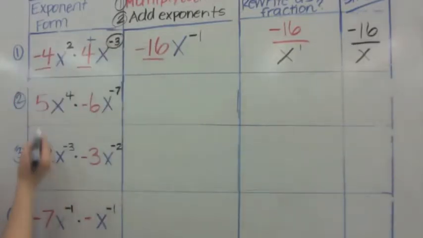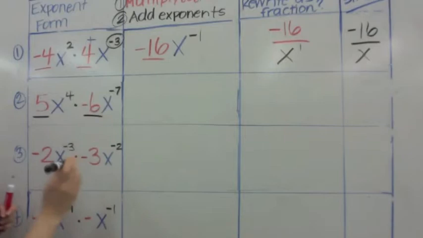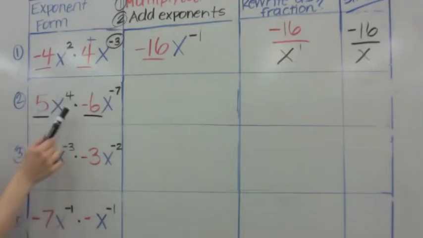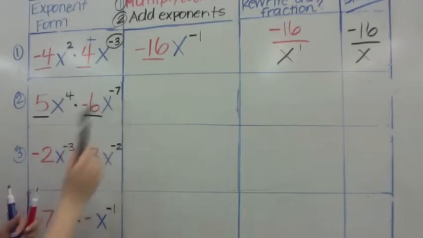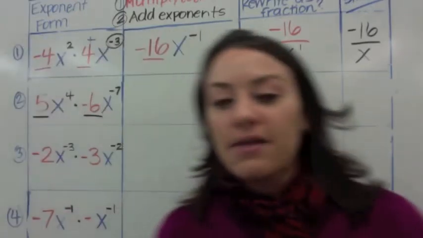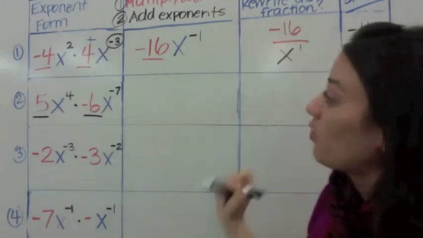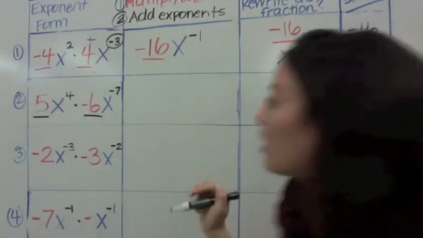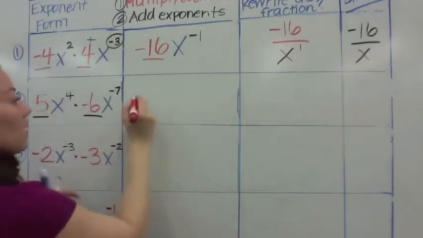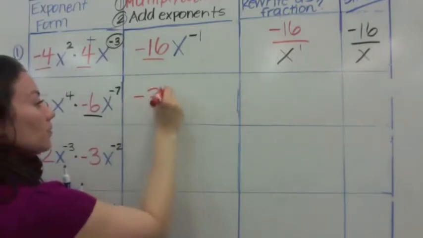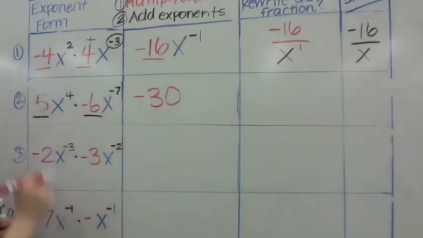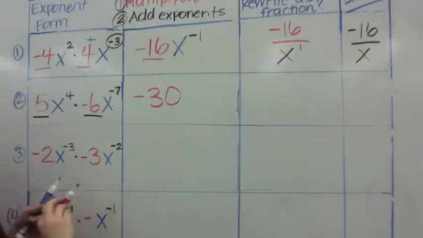Let's do this one. We're going to go ahead and underline the coefficients. The coefficients are 5 and negative 6. This is 5x to the 4th power times negative 6x to the negative 7th power. So first we ask ourselves, what is 5 times negative 6? Because you have to multiply coefficients first. So that's negative 30, isn't it? 5 times negative 6 is negative 30.